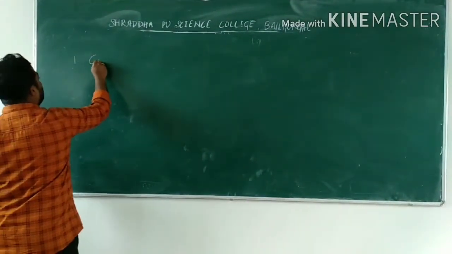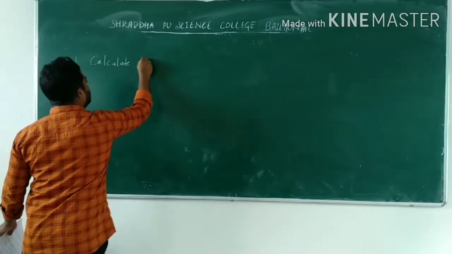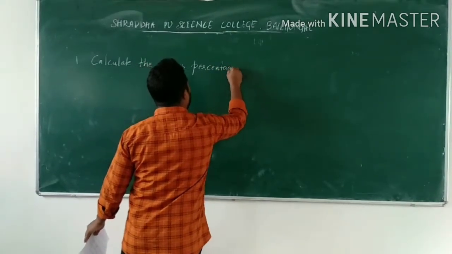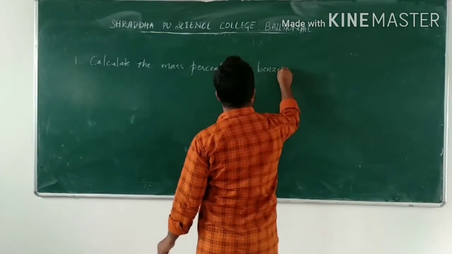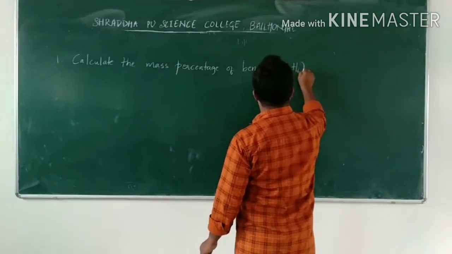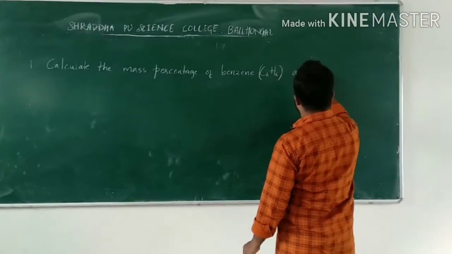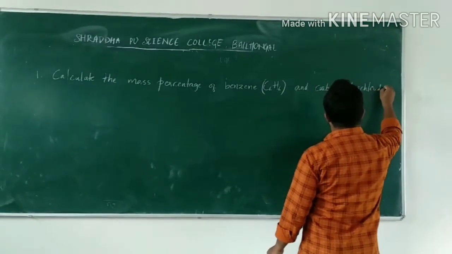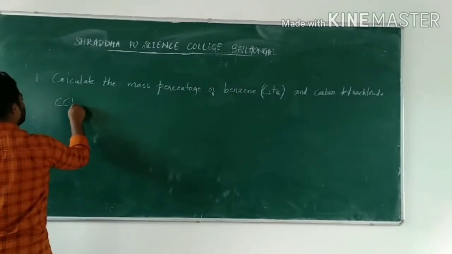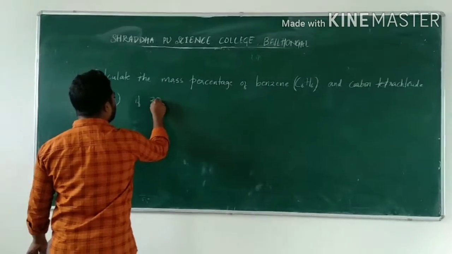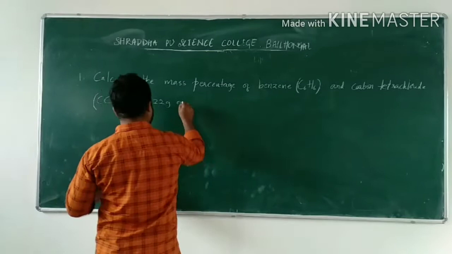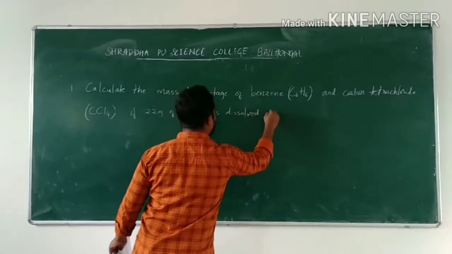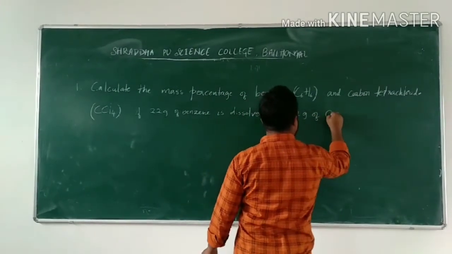So the first problem is, you can write along with me: calculate the mass percentage of benzene, that is C6H6, and carbon tetrachloride, the formula of which, as you know well, is CCl4, if 22 grams of benzene is dissolved in 122 grams of carbon tetrachloride.